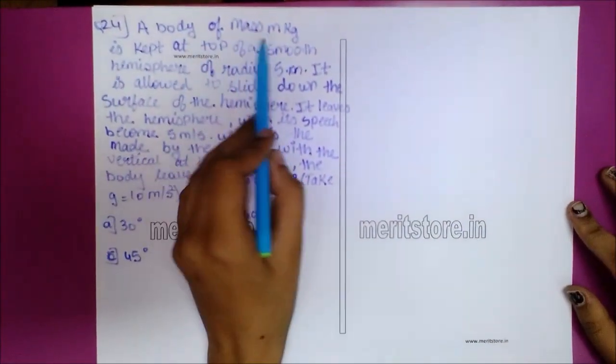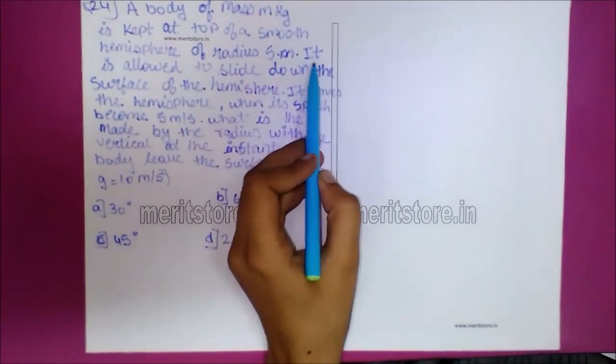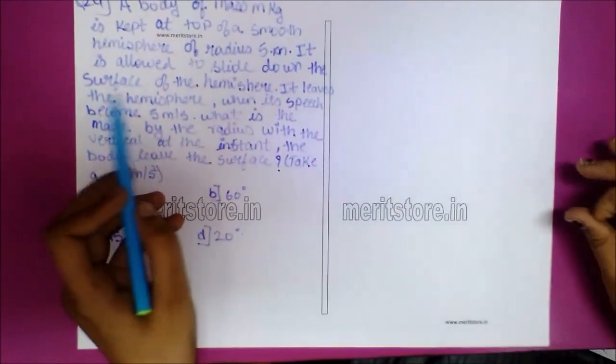Question 24. A body of mass m kg is kept at the top of a smooth hemisphere of radius 5 meters. It is allowed to slide down the surface of the hemisphere.